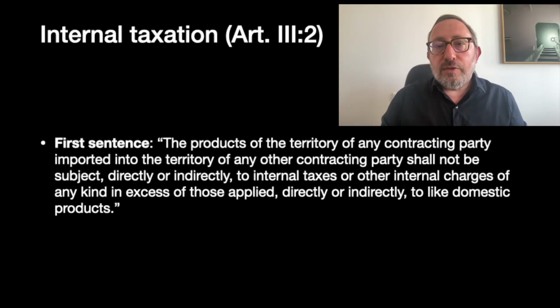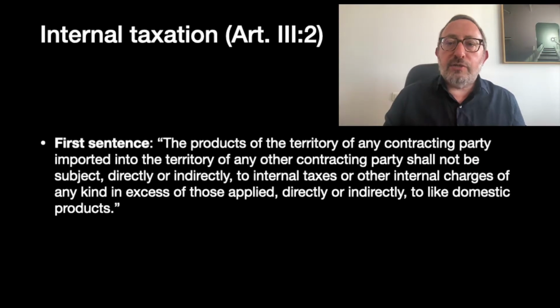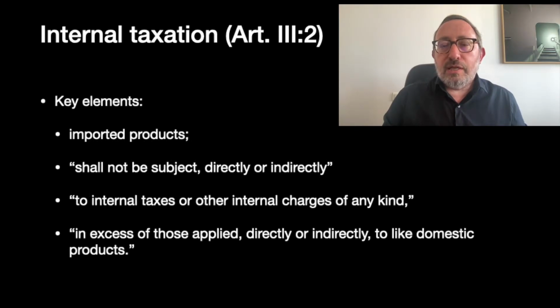Now, let's look at Article 3, paragraph 2. Article 3, paragraph 2 has two sentences, and there's a different legal regime depending on whether a certain measure is to be assessed under the first or the second sentence. Starting with the first sentence, as you can see here, this first sentence is aimed at ensuring that imported products are not subject, either directly or indirectly, to internal taxes or other internal charges of any kind in excess of those that are applied directly or indirectly to like domestic products.